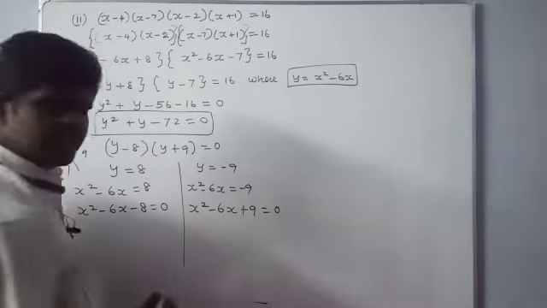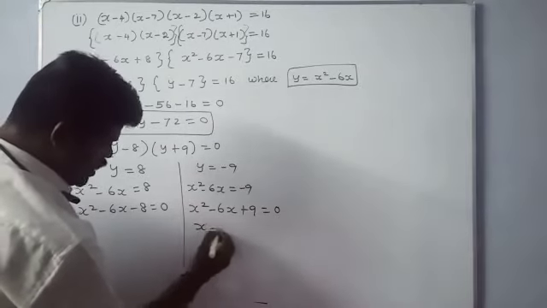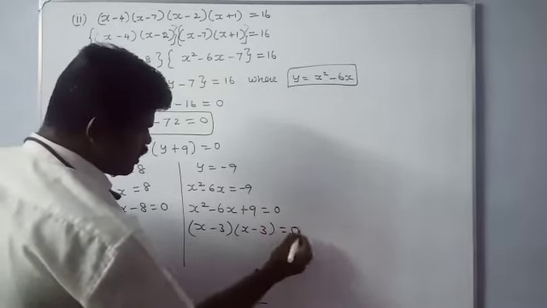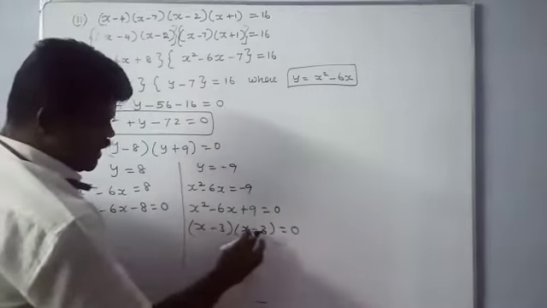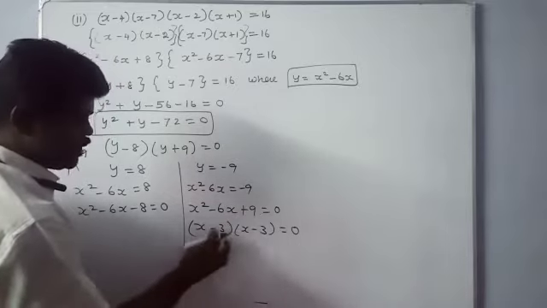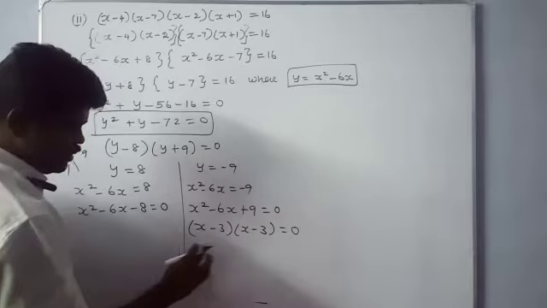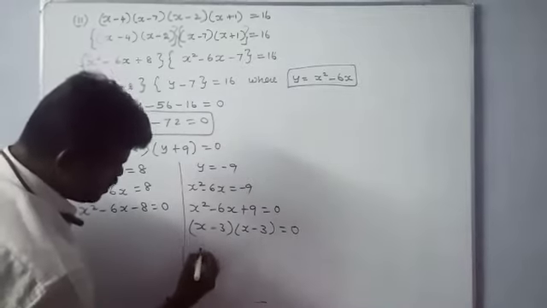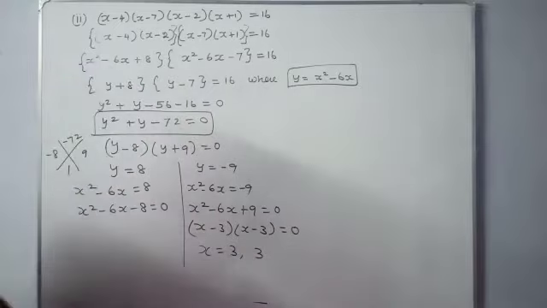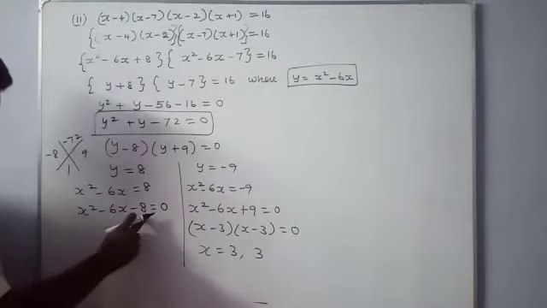So what are the factors? Here (x − 3) is the factor, because multiplying gives 9 and adding these two terms gives −6. So x − 3 = 0. Therefore the roots are x = 3, 3. Two roots are there. But here x² − 6x − 8 = 0.